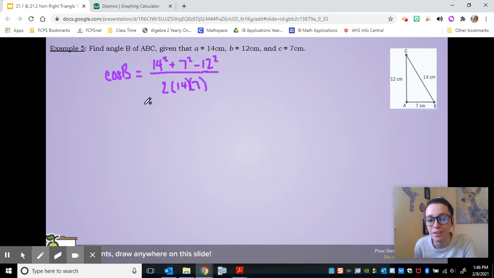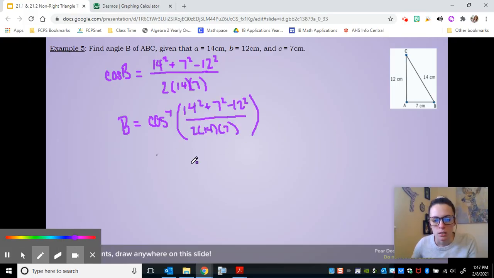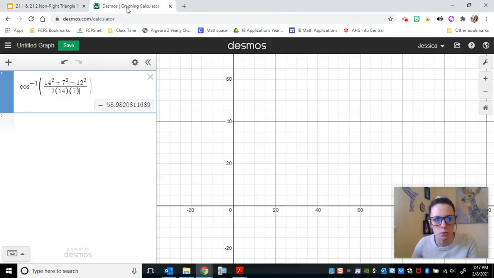But again, to not round prematurely, what I'm going to do first is recognize that I'm finding a missing angle. So that means I'm going to have to use the inverse cosine here. I'm going to write that out first, or if I was jumping to my calculator, I could just type in the inverse cosine of that whole big fraction. This is what it looks like in Desmos. You're in degrees, and rounding to 3 sig figs means I'm going up to 59.0.